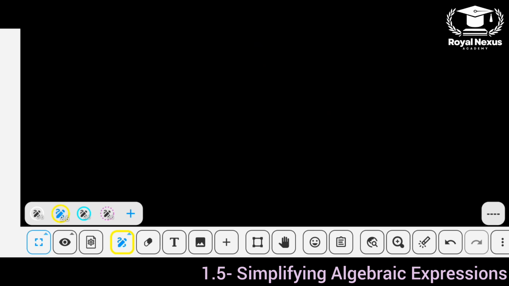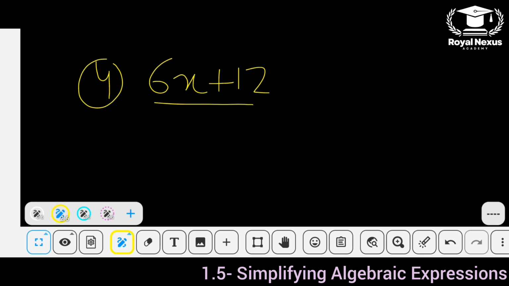Now moving on to the last question. The last question is 6x plus 12 upon 3. In this question, you just need to simplify this algebraic fraction. So how will you simplify this fraction? The first step is you need to identify which number you can take out as common from the numerator. As we can see, from the numerator we can take 3 as common.